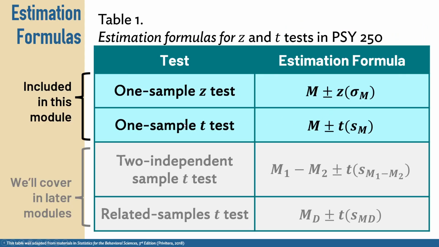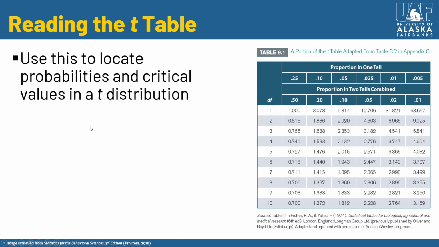And so in the T distribution, or if we're looking at one sample t-tests and we're estimating for those, then we'll need to look at a new table. And so this is the T table. This is in Appendix C right after the Z table. And again, this one might look scary, but I promise it's approachable. We'll figure it out. This is what we'll use to look at probabilities and critical values in a T distribution.